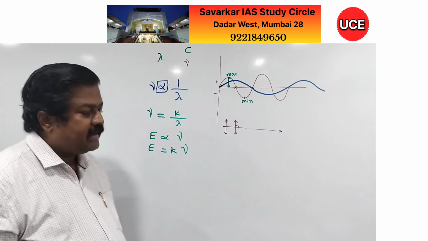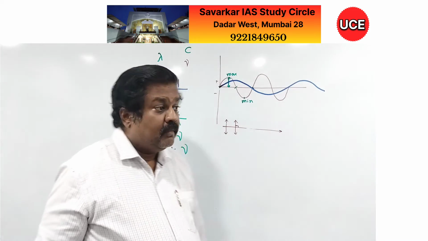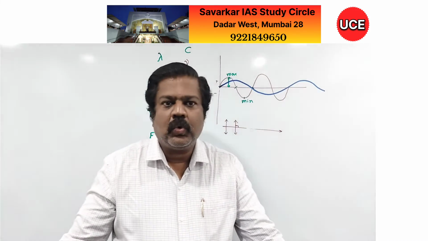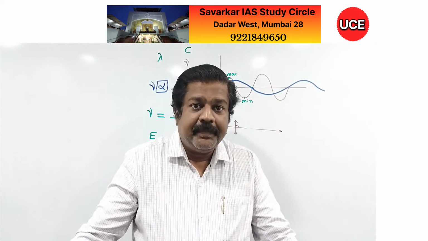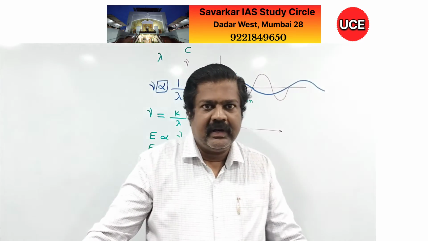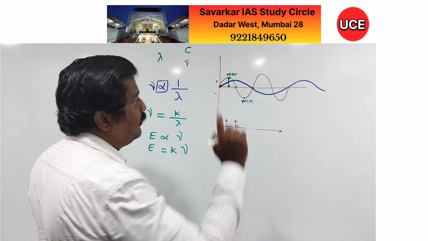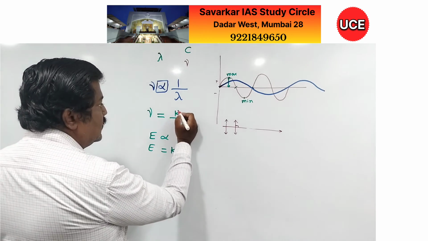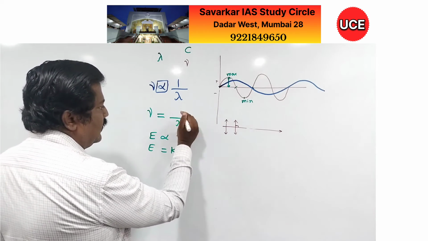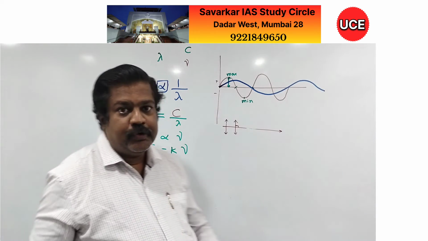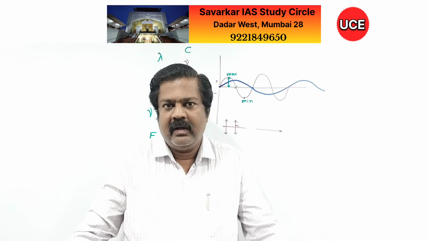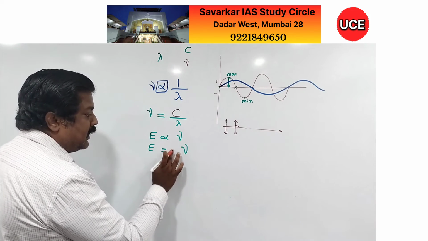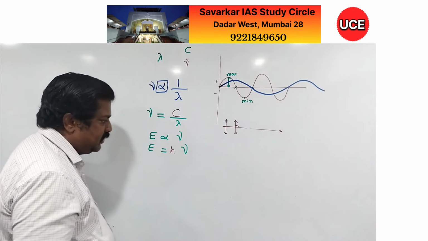So nu is equal to k by lambda, as we discussed. But you can check that this relation is true only if the speed of light is constant. Therefore, we are considering the speed of light here as constant. We are aware the speed of light is denoted by the letter c. So right now I am changing this k to c. So nu is equal to c by lambda, whereas here E is equal to, now this k is replaced by the letter h.